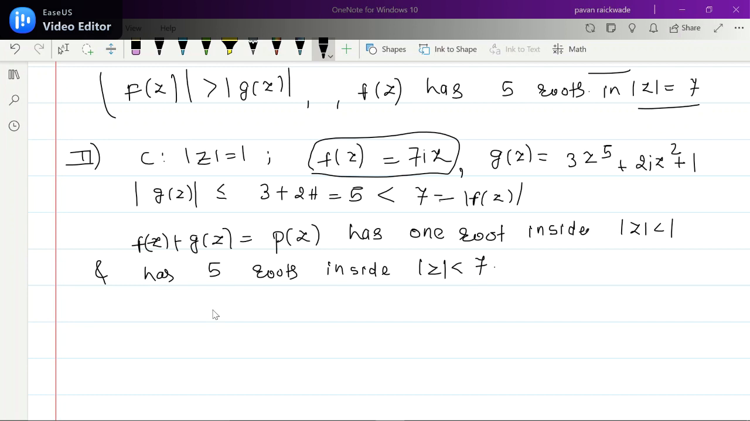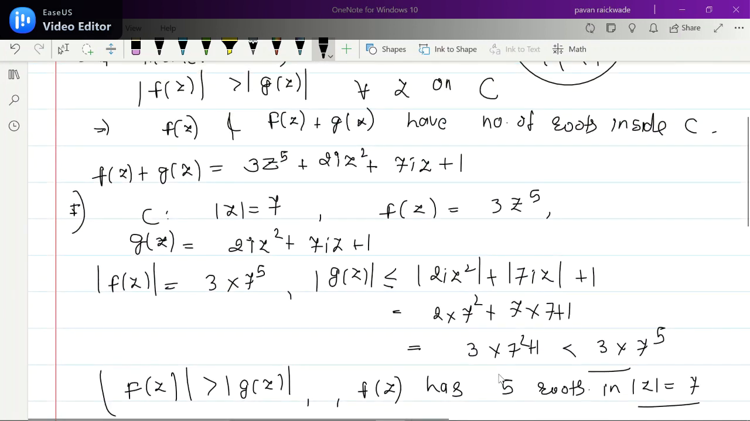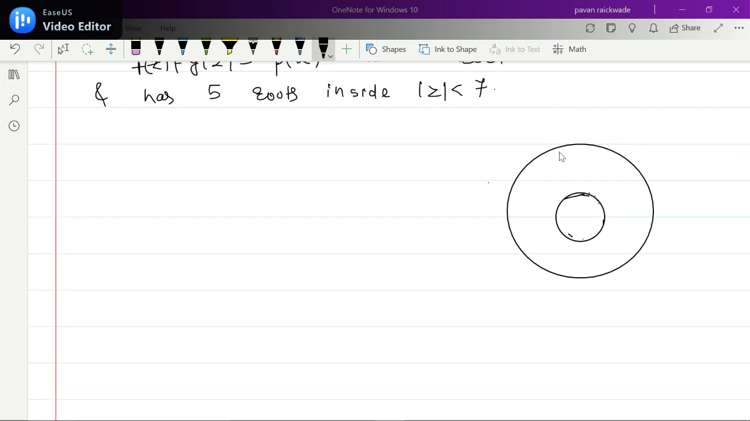But one thing is missing here. We can straight away conclude that 4 will be our answer, because there can be a possibility that, okay, I'll draw it again. If we want to find the roots in this region, we can straight away say that if 7 roots are inside this and 1 root is inside this, then all the roots are in this region. The rest of the roots can lie on mod z equals 1. Correct? So we have to check for that possibility also. But my claim is there won't be any root on mod z equals 7.